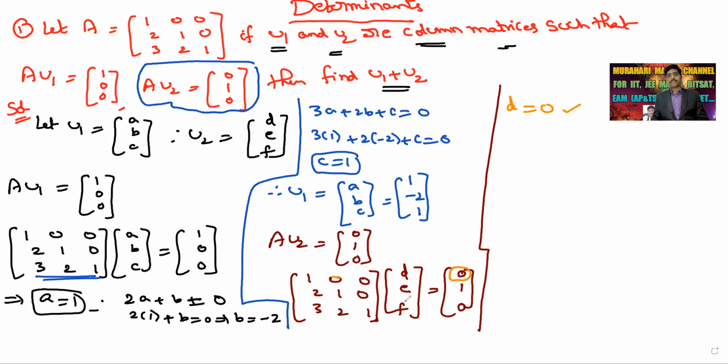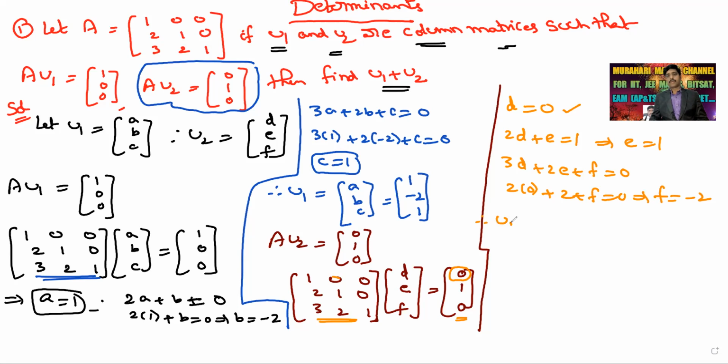And second row multiply with first column. It will be 2D plus E is equal to 1. So D value is 0, E is equal to 1. Third row multiply with first column. It will be 3D plus 2E plus F is equal to 0. Okay. So where D value is 0, 2 into 0, E value we have got 1. So F is equal to -2. Therefore, U2 is equal to column matrix DEF. D value 0, E value 1, F value -2.